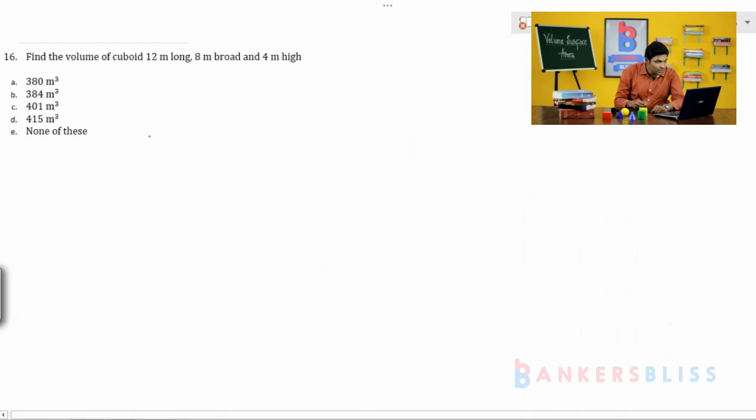So volume is equal to length into breadth into height, which is equal to 12 into 8 into 4. So 8 4s are 32, 32 into 12. So 12 2s are 24, 2 carry over, 12 3s are 36, 2, 38. So our answer is 384 meter cube. 384 meter cube, that is option B.